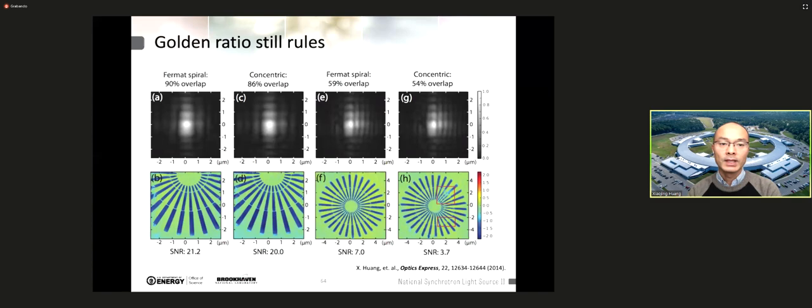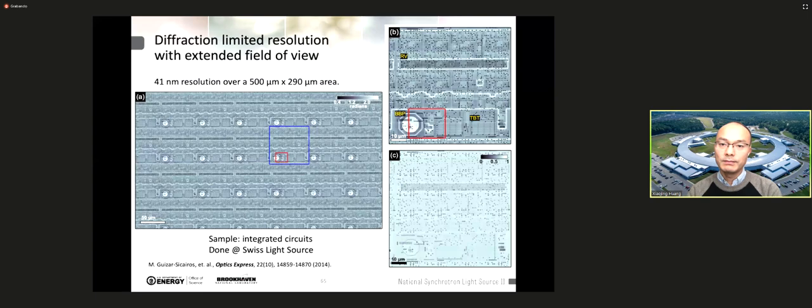As we mentioned, the motivation for this technique is to combine the beauty of the diffraction-based imaging technique, which provides high resolution, and the beauty of the scanning probe technique, which images an area with an enlarged field of view. So here is an example achieving very high resolution over a large field of view. This sample is an integrated circuit, and they did a high resolution image over a large area. We can keep zooming in and see very fine features.